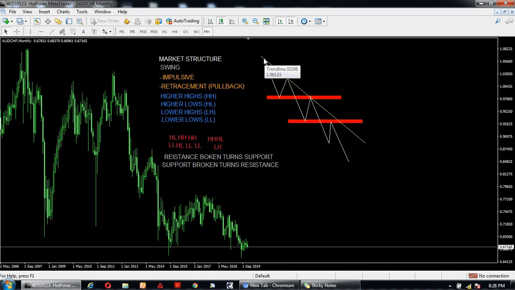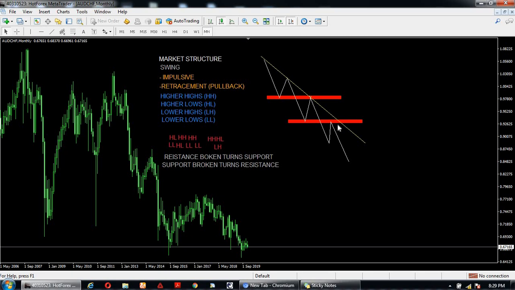So we can clearly see price impulsive, retracements, impulsive to the downside, retracement or pullback, impulsive, pullback or retracement, impulsive, and we can clearly see that this is a downtrend.